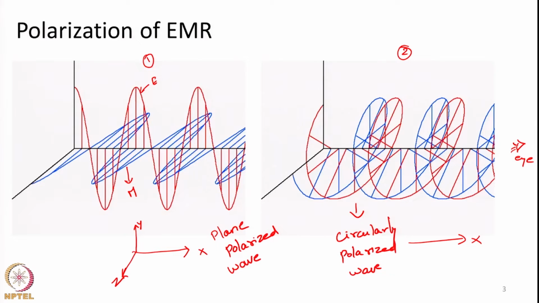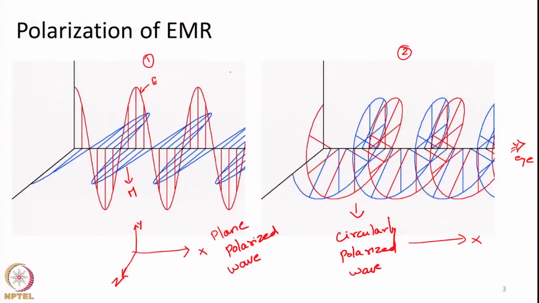Circularly polarized wave. Essentially, if the orientation remains in only one plane, we call it plane polarized. If the orientation keeps on changing as the wave progresses, we call it circularly polarized if it is a circle, and elliptically polarized if it is an ellipse. There are different names. So, how do we relate this polarization with respect to the plane of incidence?